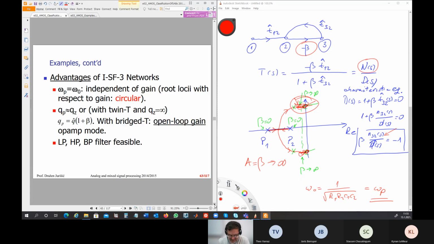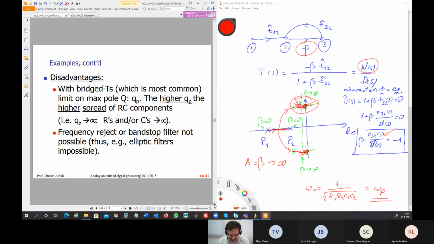So this is the class 3 network. What are the advantages? Omega 0 or omega p is independent of the gain. Root loci are circular. And we can design low pass, high pass, and bandpass filters. What are the disadvantages? The higher Q. For high Q, we need a high spread of RC components, and frequency reject or bandstop filters are not possible. So this section will not be usable to design elliptic filters because, as we said before, they need finite values of zeros.